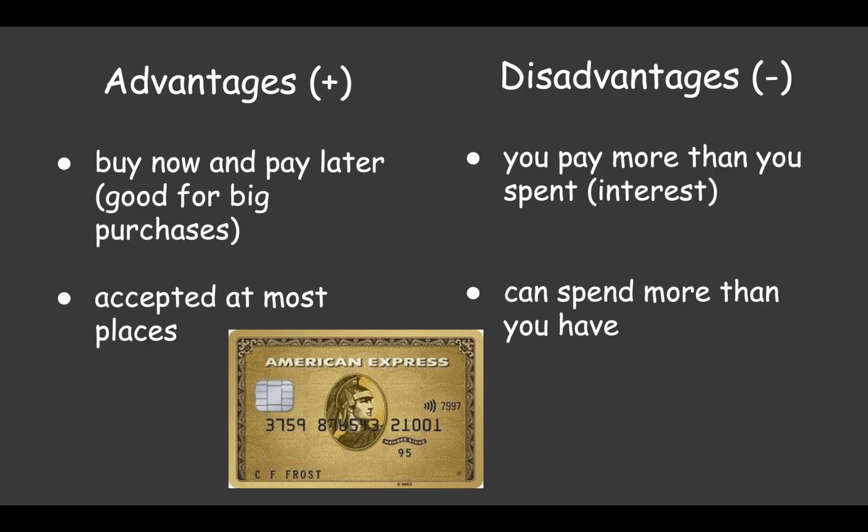And especially if emergencies arise, like needing to replace your washer and dryer, or needing to get a new refrigerator or freezer, things like that. The other advantage to a credit card is it's accepted at most places. There's not a lot of places that you can go these days that will not take a credit card. So that's a good advantage for the credit card.